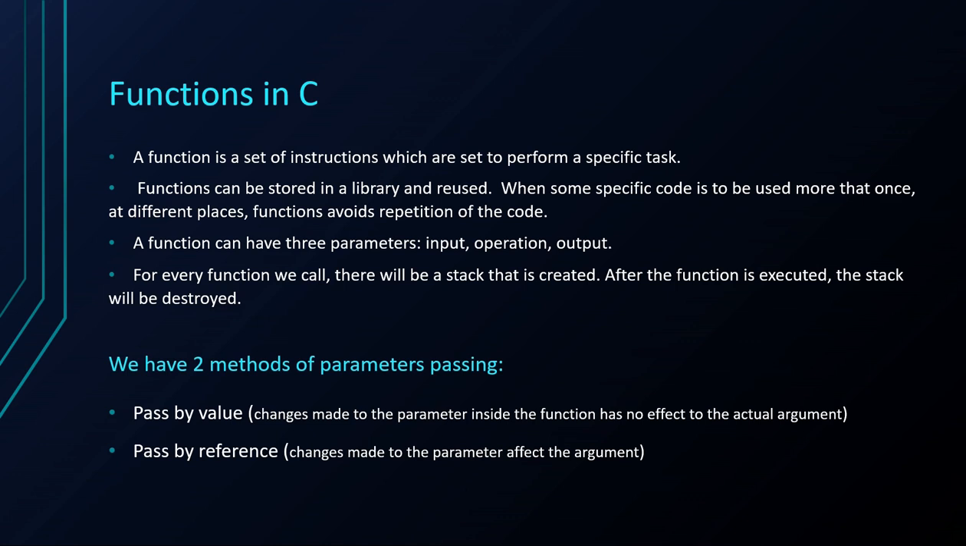In C, we have 2 types of parameter passing. The first category is the pass by value method. This copies the actual value of an argument into the formal parameter of the function. In this case, changes made to the parameter inside the function have no effect on the actual argument. We also have the pass by reference method. This method copies the address of an argument into the formal parameter. Inside the function, the address is used to access the actual argument used in the call. This means that changes made to the parameter affect the argument.